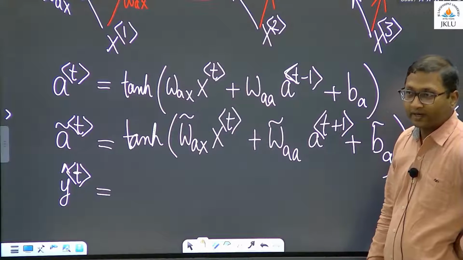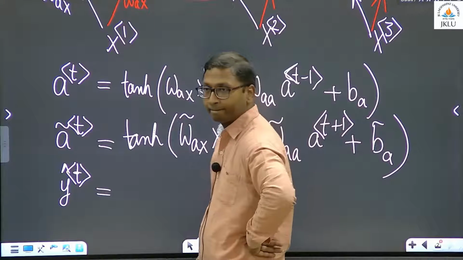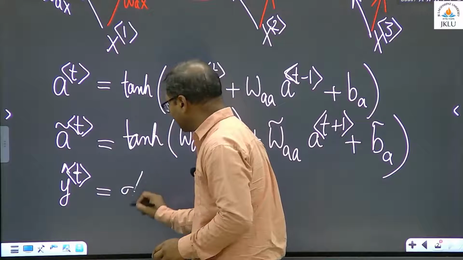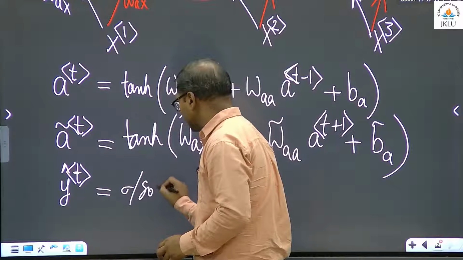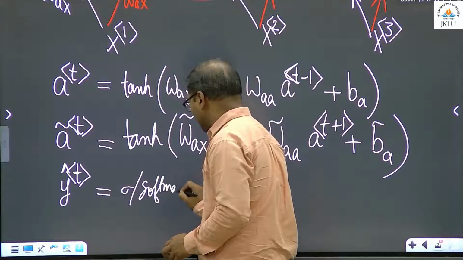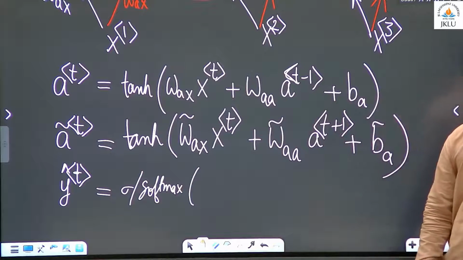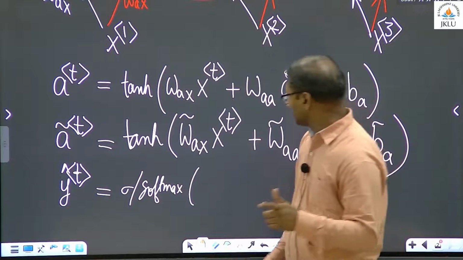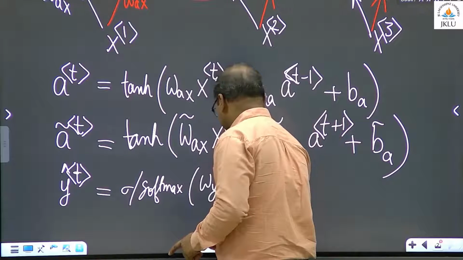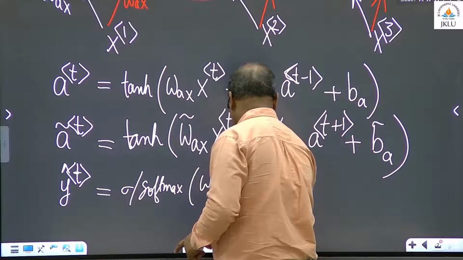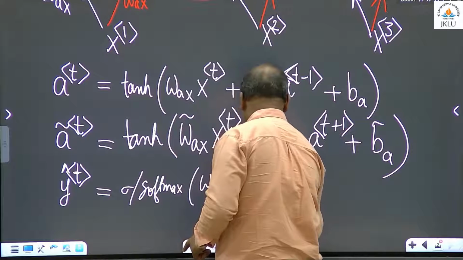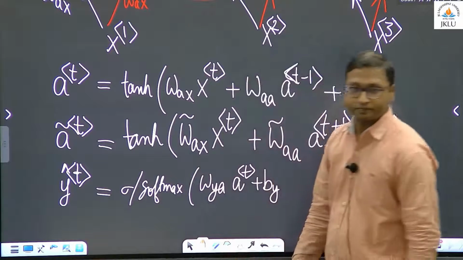How will you write y hat t now? Whatever you take, sigmoid or softmax, depending on what you are doing, whatever it is. I am interested in what will come inside. So you had W_ya a_t plus b_y.